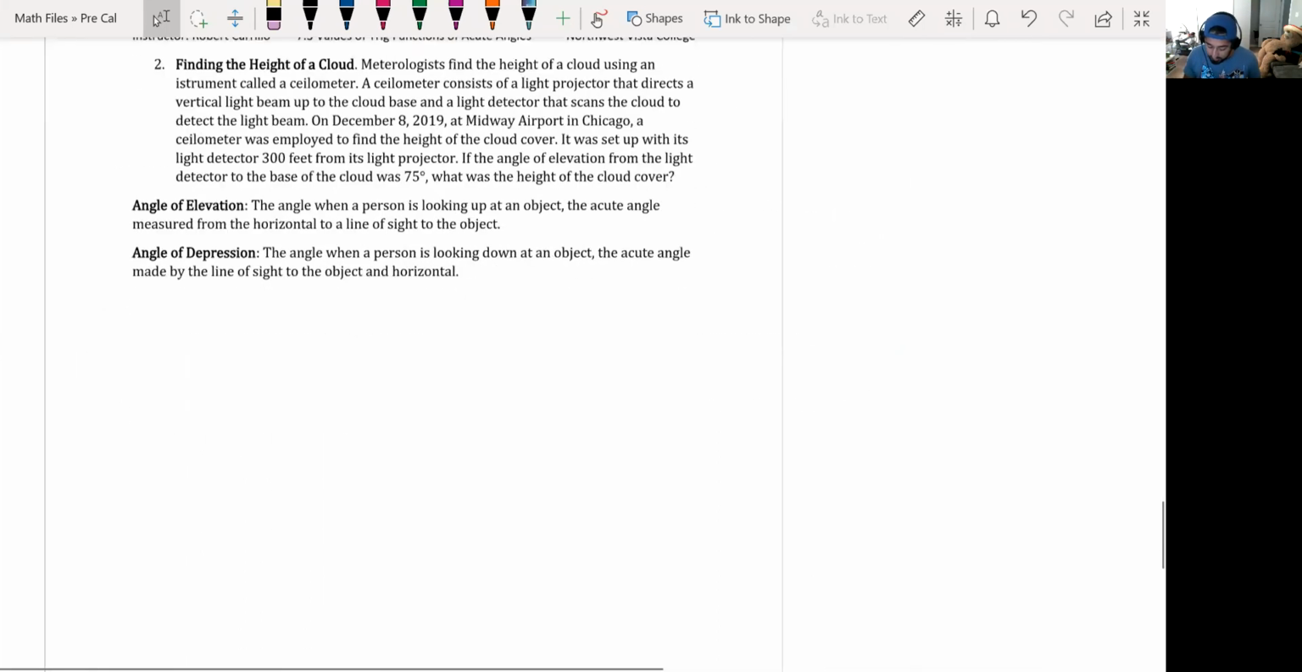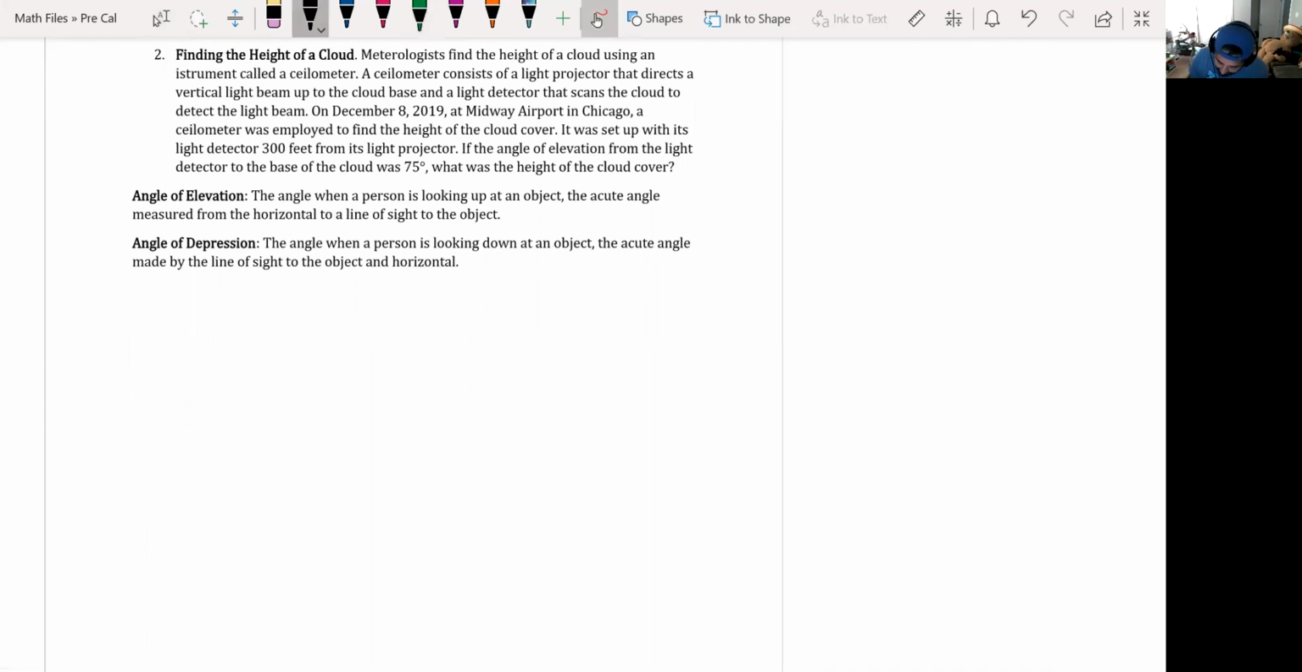Okay. So for this one, a ceilometer was employed, set up with its light detector 300 feet from its light projector. So here's my light detector all the way to my light projector. Light detector, light projector, and this is 300 feet. The angle of elevation from the light detector to the base of the cloud was 75 degrees.